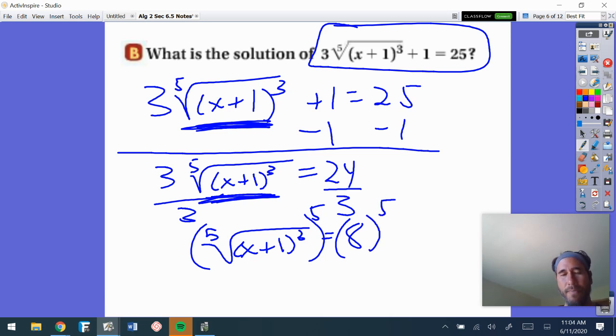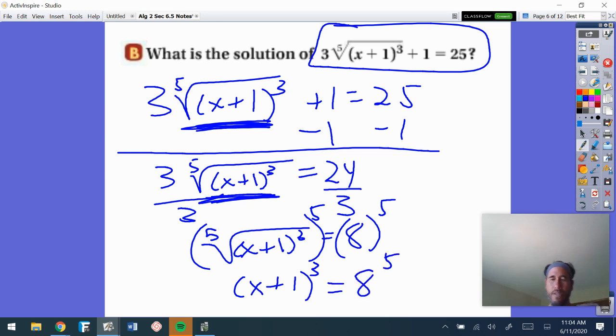Now, 8 to the 5th power, oh my goodness, is that a super big answer? So since that's a super big answer, guess what? I'm going to say, hold on a second, because what am I going to do now? I am going to get rid of this 3. How do I get rid of that 3 if it's a power? I'm going to cube root both sides. All right, so let's now cube root both sides.